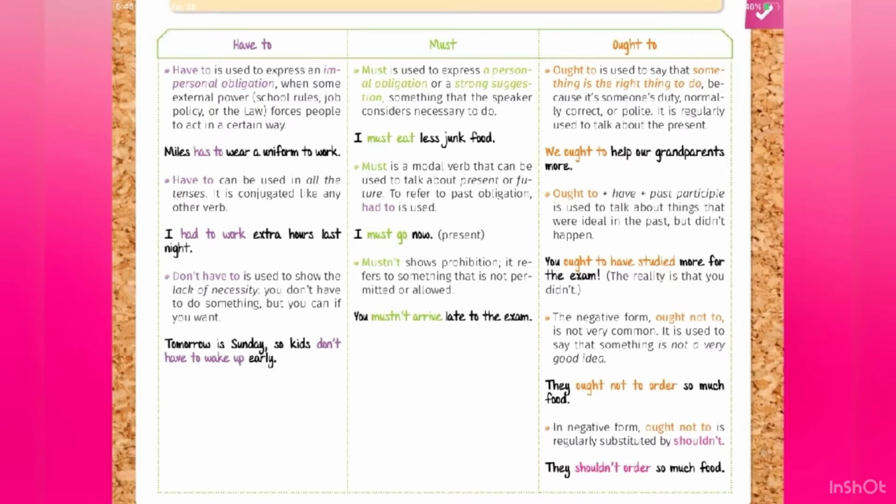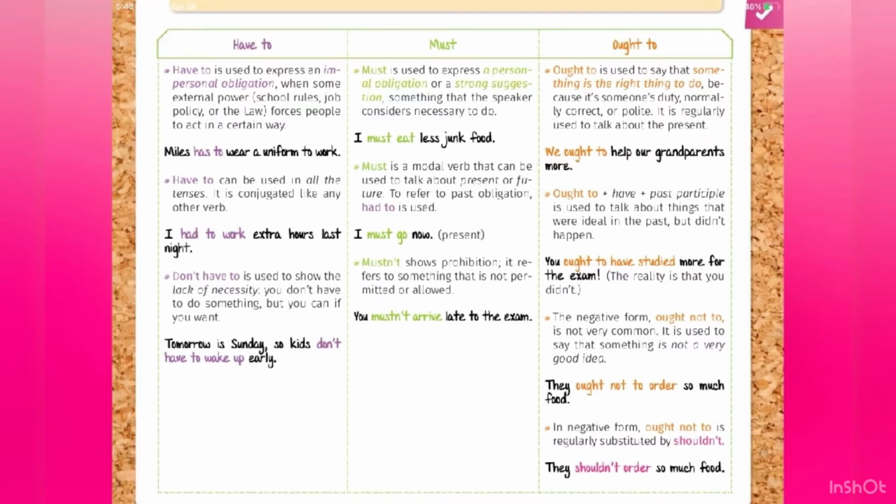Tomorrow is Sunday, so kids don't have to wake up early. If it was the opposite, it would have said tomorrow is Sunday, so kids have to wake up early if they have something to do. But it's not a necessity.